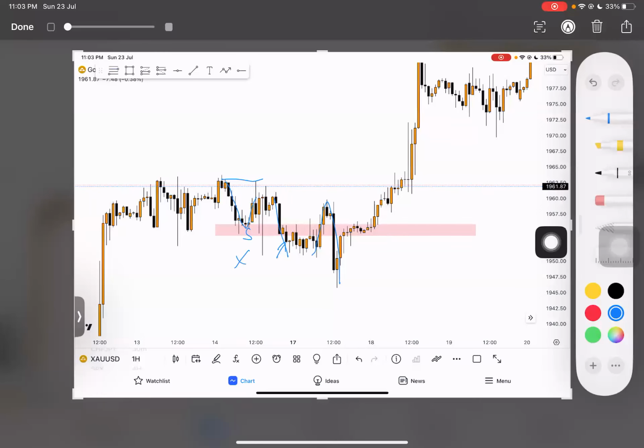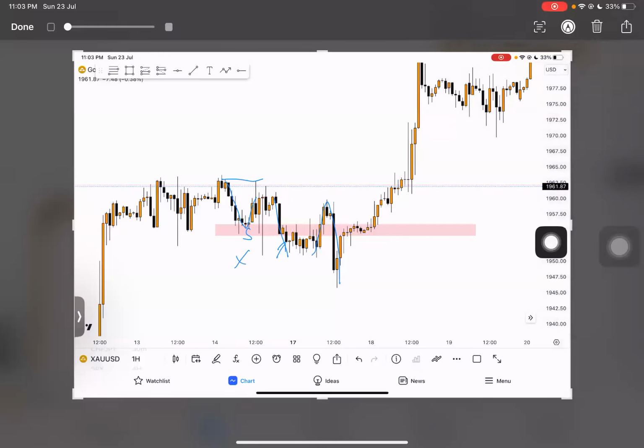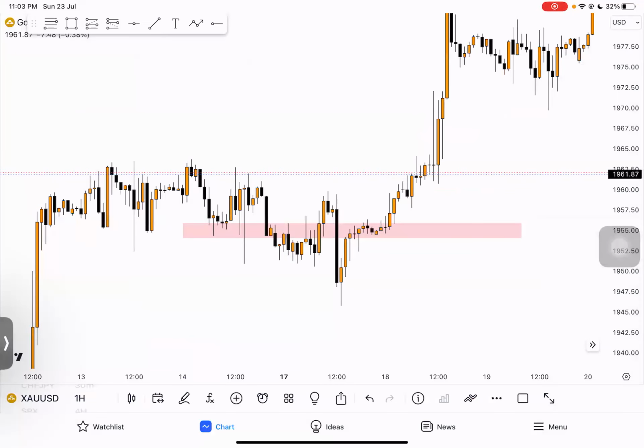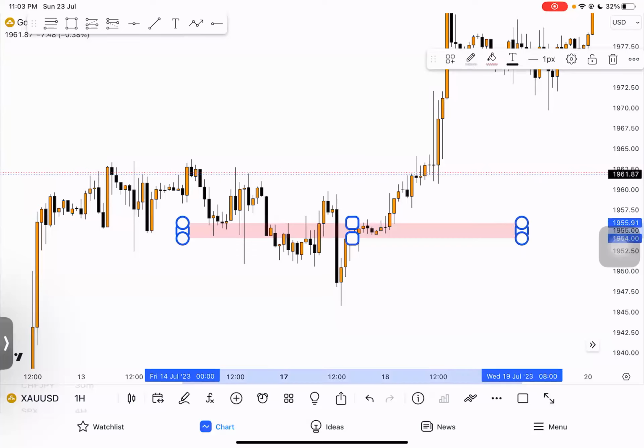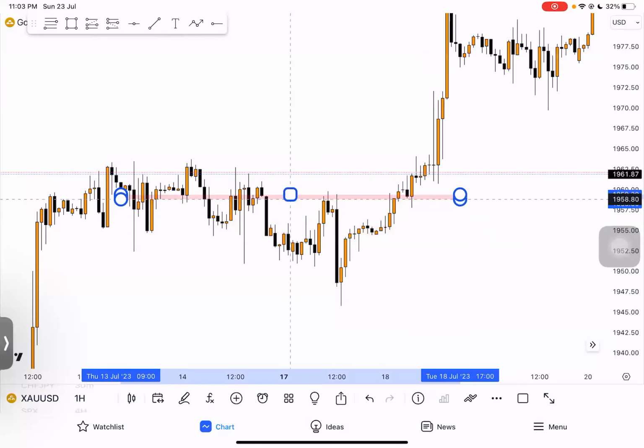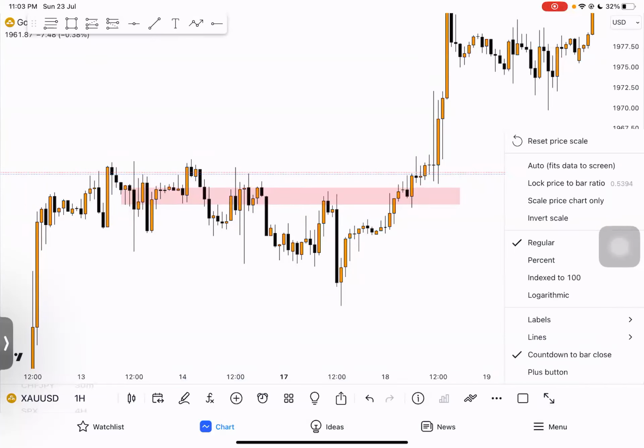This is a not valid support become resistance. If you want to look for a valid one, I'll show you. Okay, here is a valid one, support become resistance.